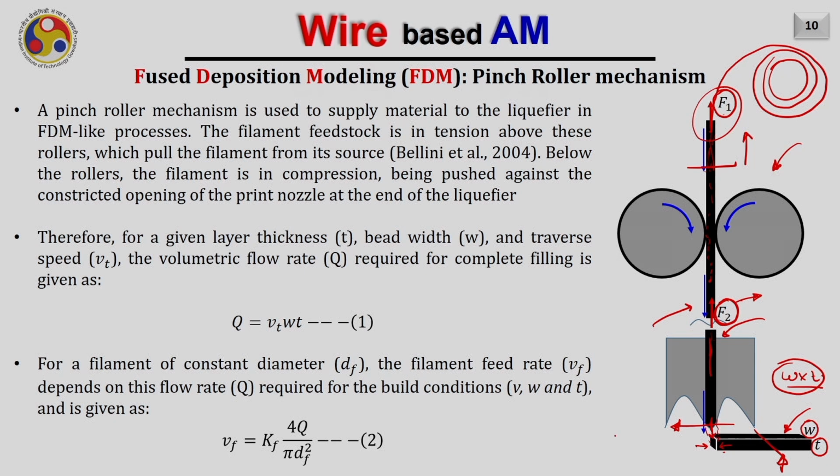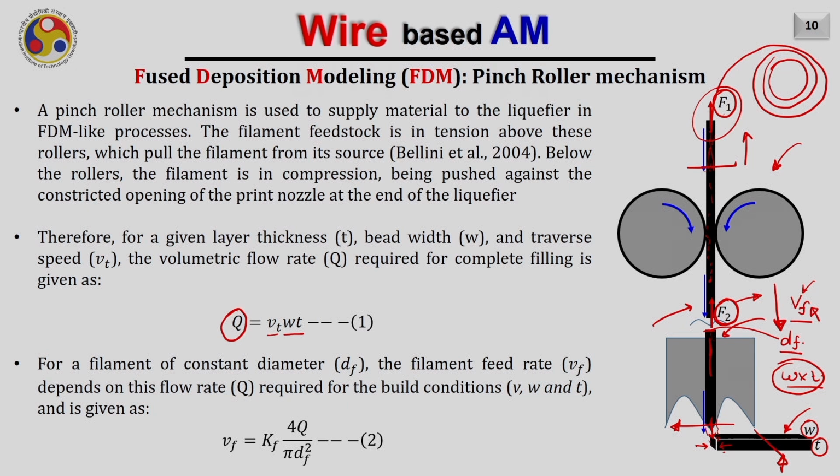Hence, as a result, the volumetric flow rate Q will be equal to Vt into W into T. Also, it can be noticed that the wire which is coming from here has a velocity of Vf. This is the velocity of the filament, that is why I am writing Vf, and the diameter of the wire at this location is df. This is the diameter of the wire.